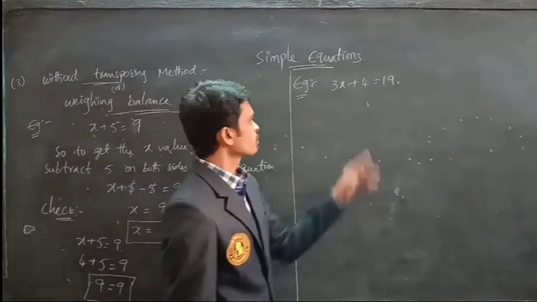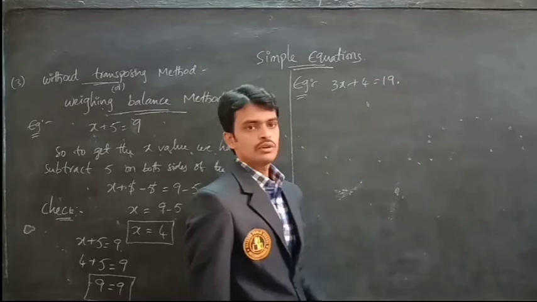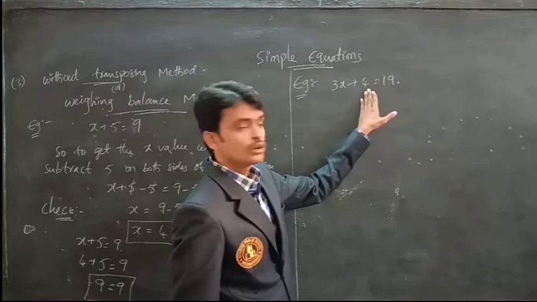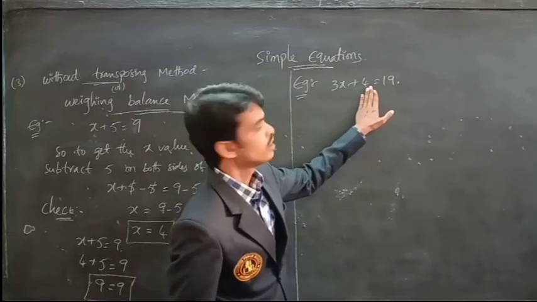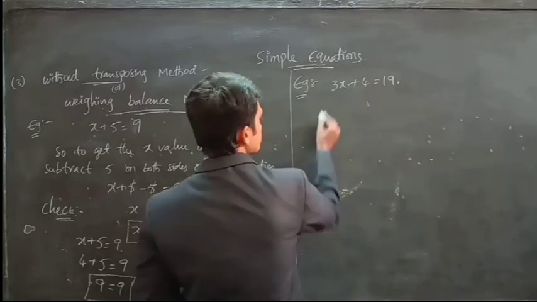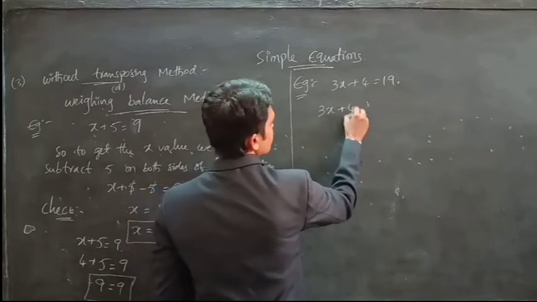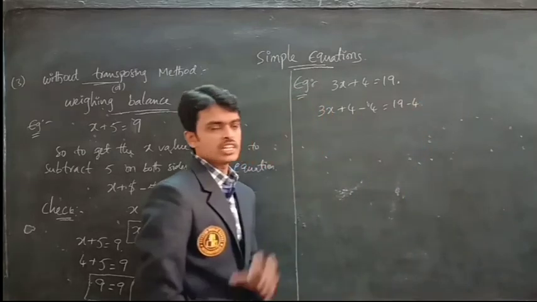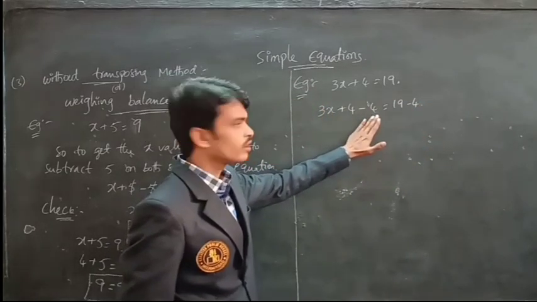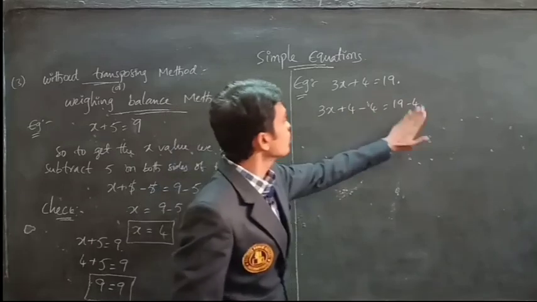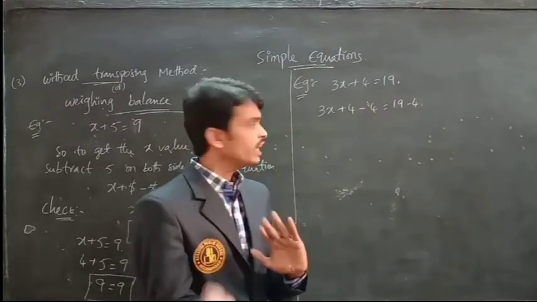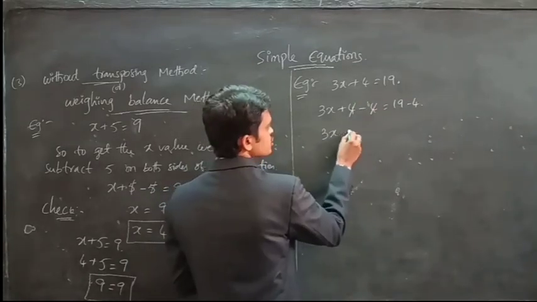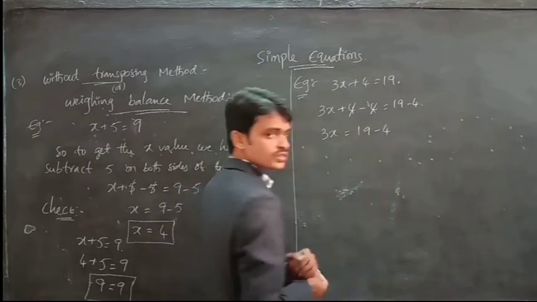Now second example. 3x plus 4 is equals to 19. So first we have to get the x value, first we have to subtract the 4. So here also 3x plus 4 minus 4 is equals to 19 minus 4. Same, we have to subtract the 4 on both sides of the equation. Then plus 4 minus 4 gets cancelled. Then 3x is equals to 19 minus 4.